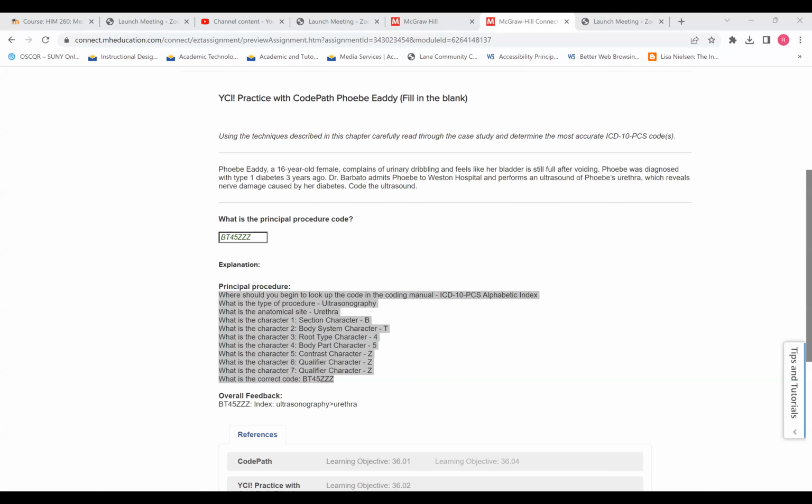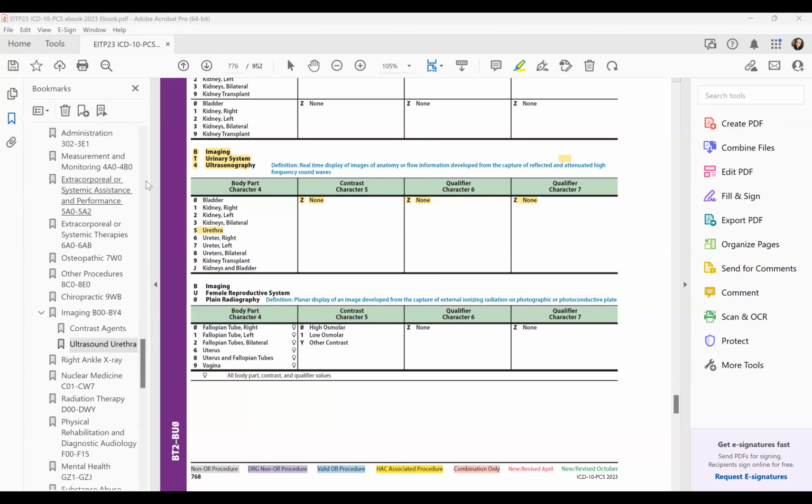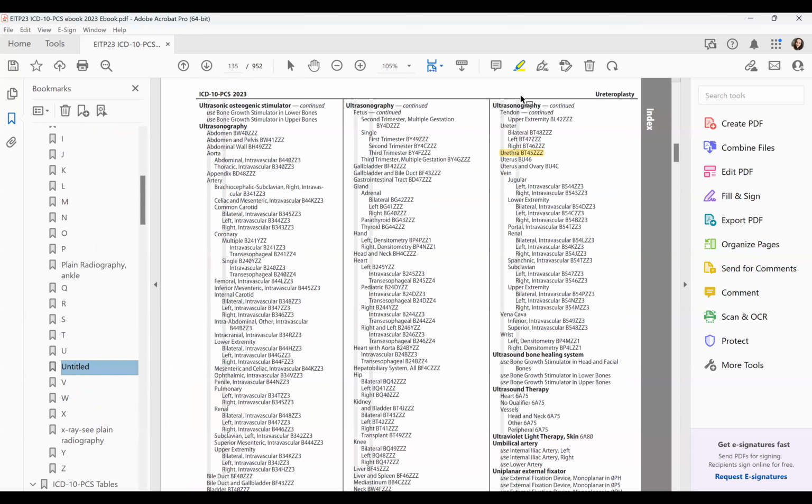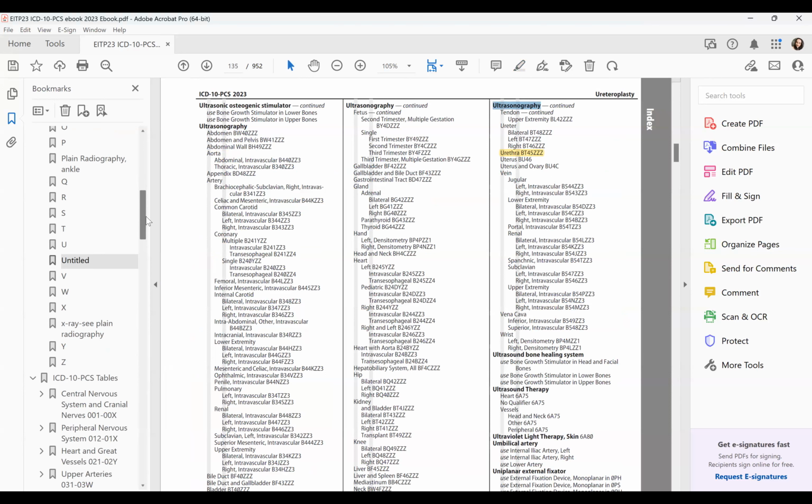Okay, here's another one for you. Ultrasound of the urethra. Well, how do we get started? Let's have a look. All right, so the first thing to do, if you're new to this, is to go to the ultrasound, right? And again, right up here, we have ultrasound, ultrasonography, urethra, and it gives us the characters BT45ZZZ. But as we know, we always check it in the table.